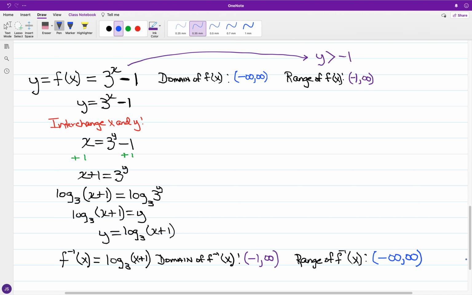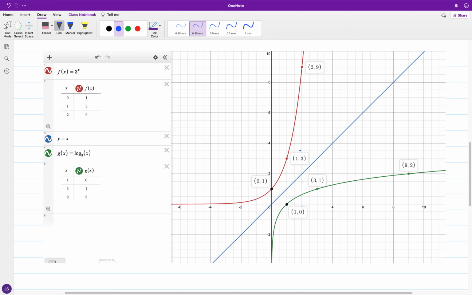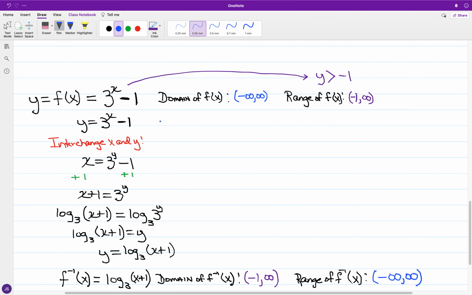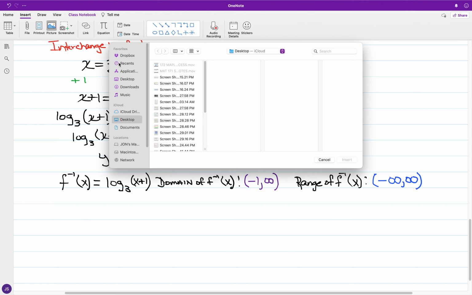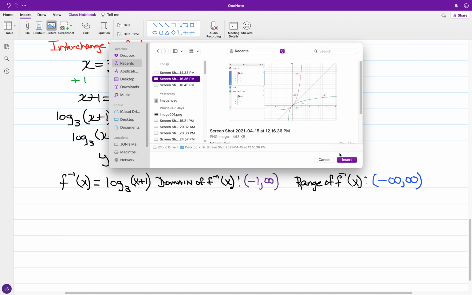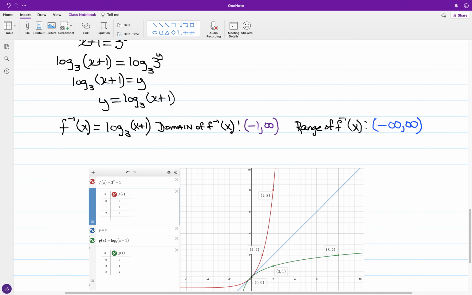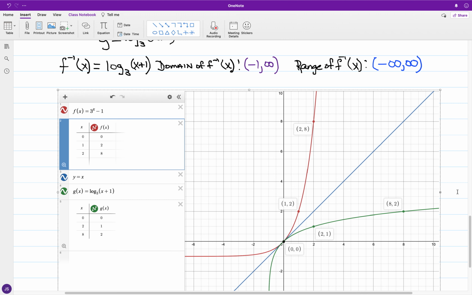And just providing, again, a bit of a visual. Before, we had the graph of y is equal to 3 to the x, and to see how things are going to change with a downward shift of 1 unit, we have y is equal to 3 to the x minus 1.